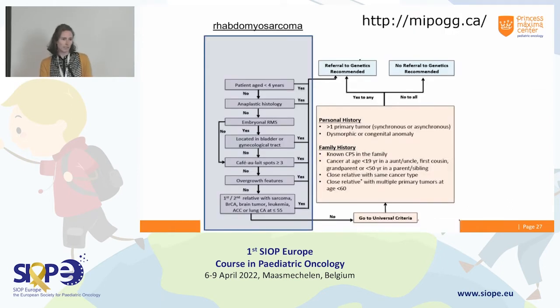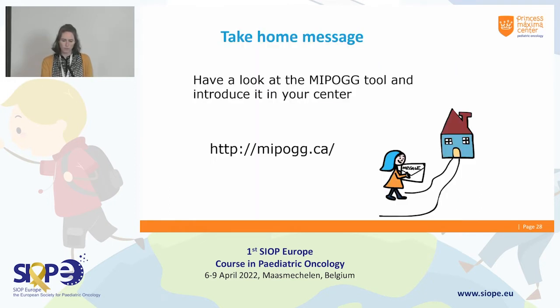And this is just an example from rhabdomyosarcoma. They first ask these specific questions and then also some general questions like in the tool that I developed about the family history. And again, it's a reason for referral. It's not said that then the child should have some syndrome and that you should start looking for it till you find it. So the next take-home message, have a look at the MyPOC tool, but also introduce it to your clinic when you're back at home.